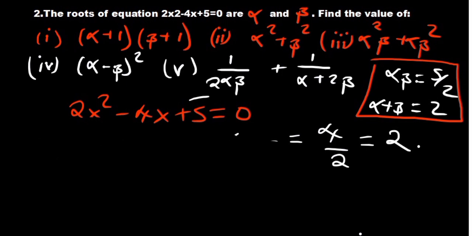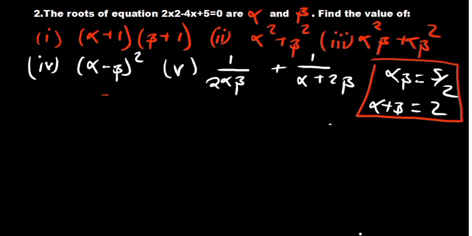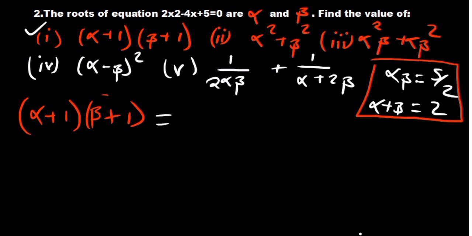Let's try to move on now. So now the first part of the question, we are asked to find the value of alpha plus 1 in brackets being multiplied by beta plus 1. That's our first question. So now, if you get to expand this, we need to make sure that we put them in that form so that we are able to substitute.